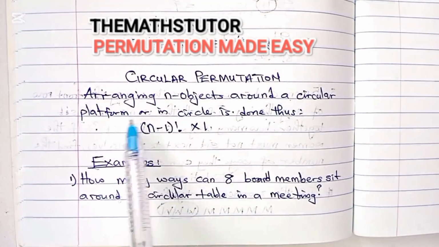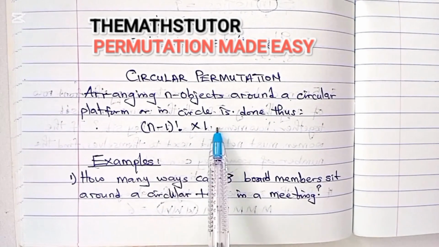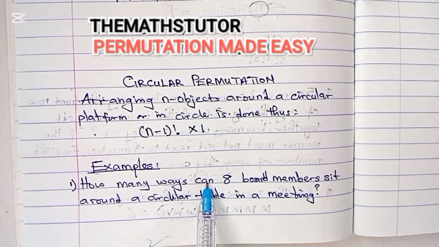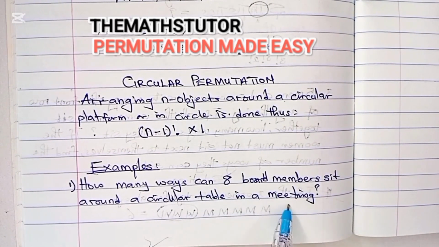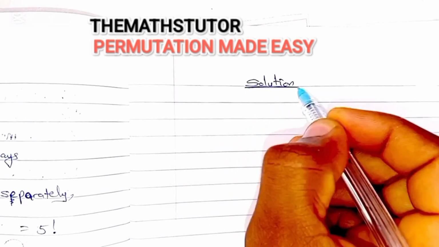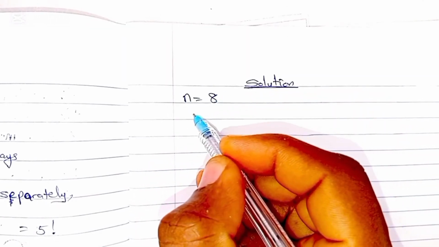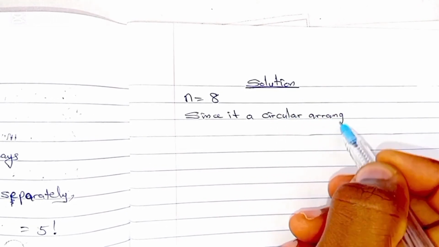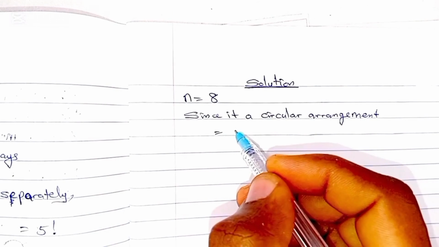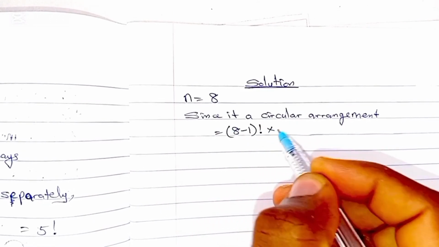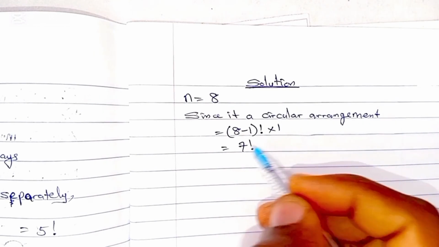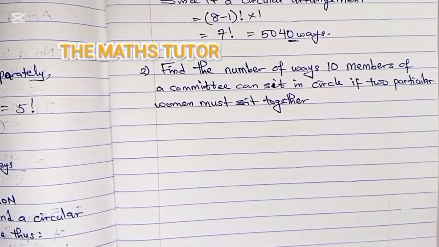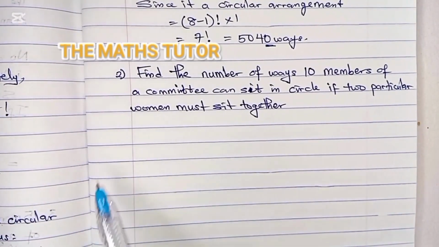Now we move on to circular permutation. Circular permutation is the arrangement of things around a circular object. Because that has no beginning, we have to pin down one person while others rotate around. The formula is n minus 1 factorial. In the given example, 8 people are to sit around a table in a meeting, so this is going to be 8 minus 1 factorial. That gives us 7 factorial, and we get 5040 ways.